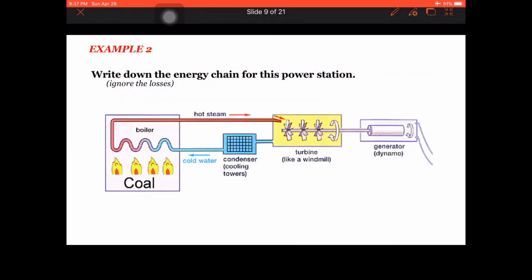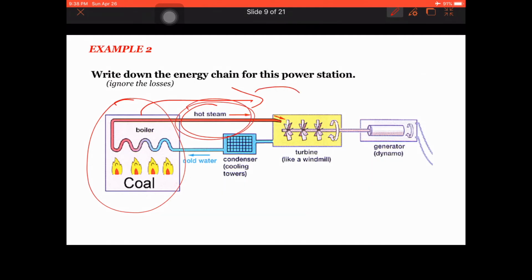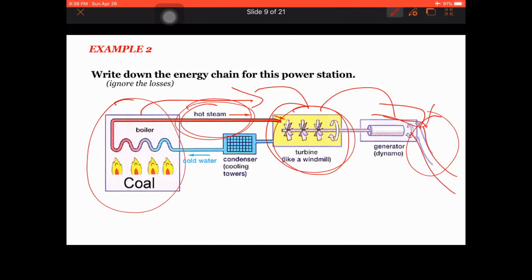Here's the power station. So it shows us the boiler of the power station, and then somehow in this process we have hot steam, and then it'll go to this part of the power station, and finally we have a product over here. These are wires connected to maybe some homes or industries.